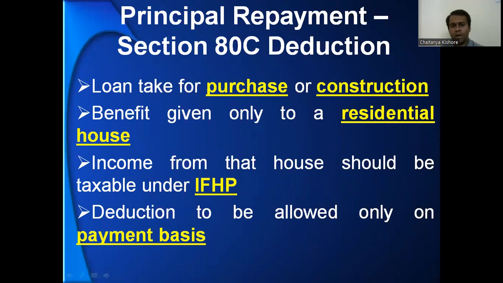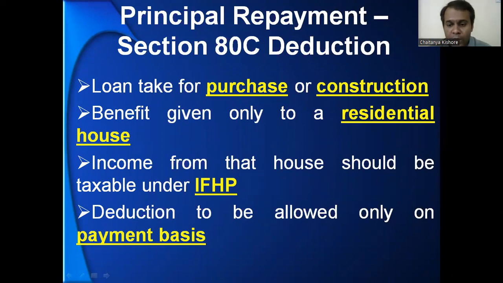So what purpose can we take the loan for? You can take the loan only for the purpose of purchase or construction. And the benefit is given only for a residential house property, not any commercial property. If you have taken a loan for the construction of a commercial property, Section 80C is not allowed. And the third condition, the income from that house should be taxable under income from house property.